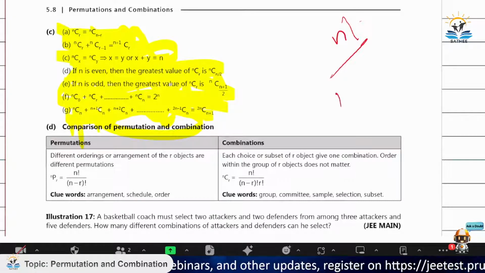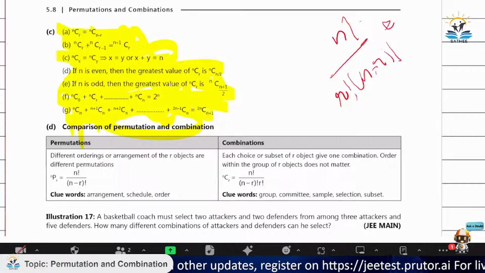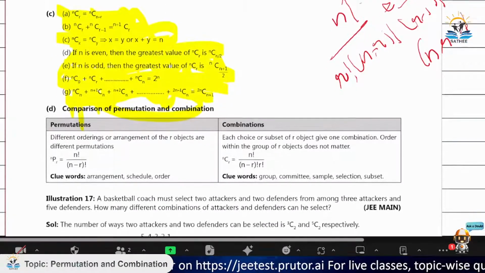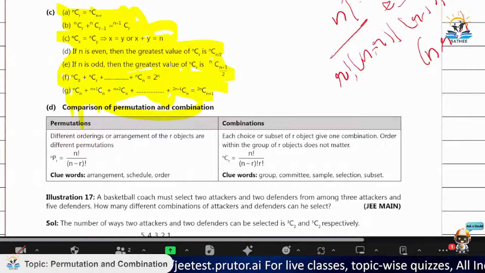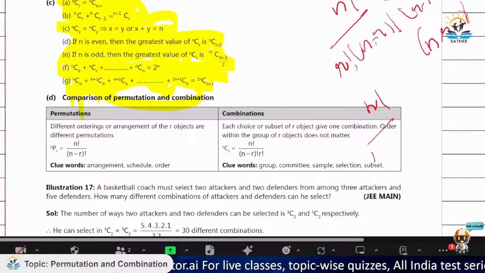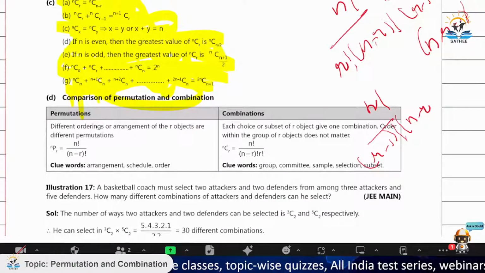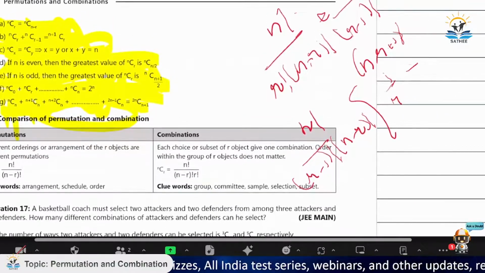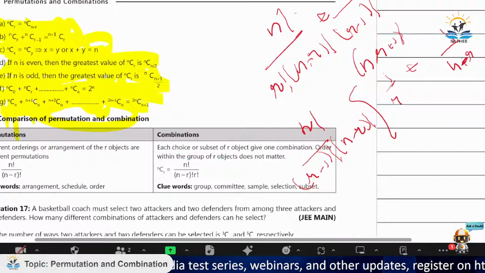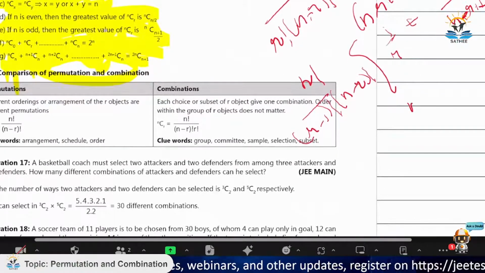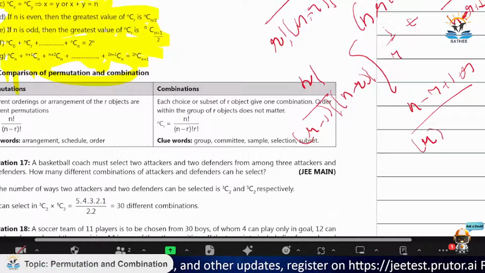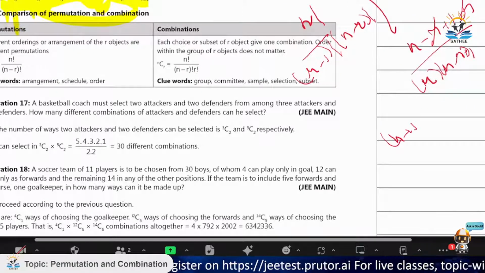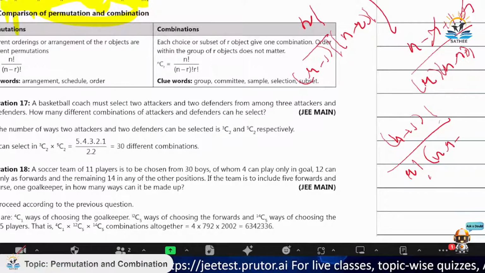We have n factorial over r factorial into n minus r factorial, plus n factorial over r minus 1 factorial into n minus r plus 1 factorial. So let's do this. Now if we take the LCM, we take the common things out first: n factorial common, n minus r factorial common, and r minus 1 factorial common. We are left with r, and here what remains is n minus r plus 1. If we solve this, we get (n minus r plus 1 plus r) upon r into (n minus r plus 1). So r and r get cancelled, and we are left with n plus 1. So it becomes (n plus 1) factorial upon r factorial and (n minus r plus 1) factorial.